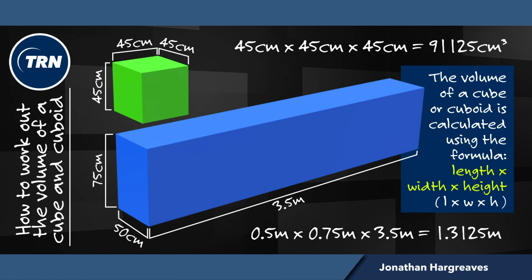We multiply all those together and we arrive at the figure of 1.3125 meters cubed. And always remember, when we're working out the volume of a cube or a cuboid, we recognize the measurement with the number 3 because we're using 3 measurements.